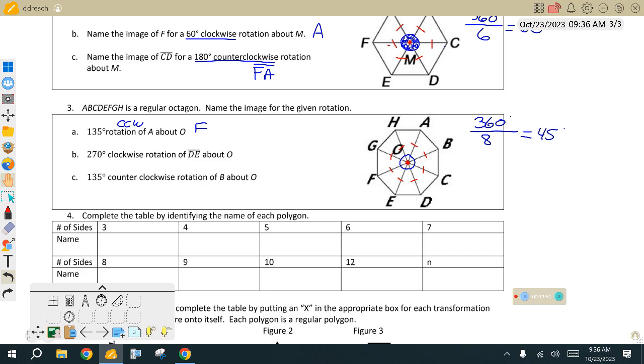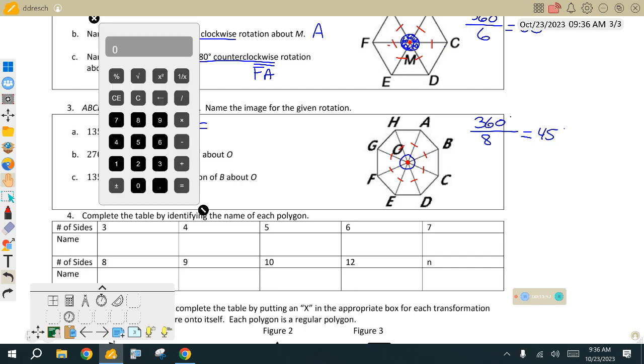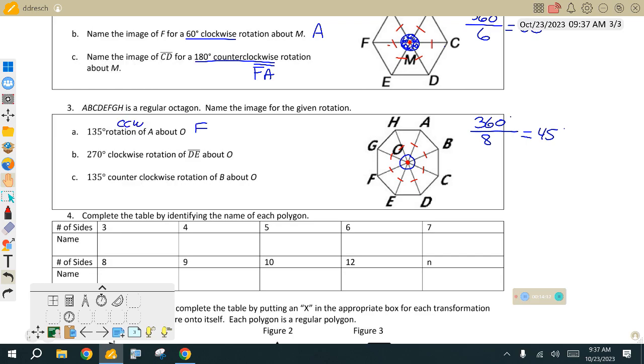Same deal, DE. Take that segment, DE. Now it says clockwise this time. Again, 270. Now 135 was 3, and 270 is double that, so it should be 6. But if you're not sure, you get a calculator. 270 divided by 45 is 6. So where's DE at? We're going 6. 1, 2, 3, 4, 5, and we're on BC, or CB. Either one's fine. Just make sure you go the right direction, guys. Those are the dumb mistakes that happen.